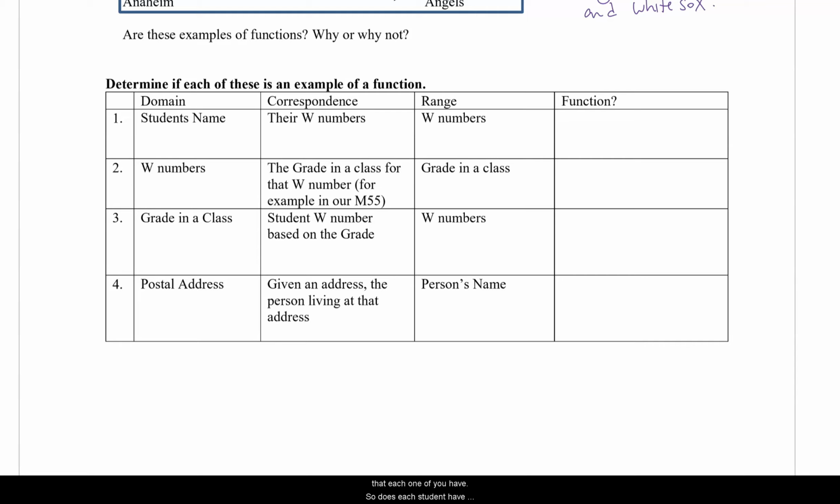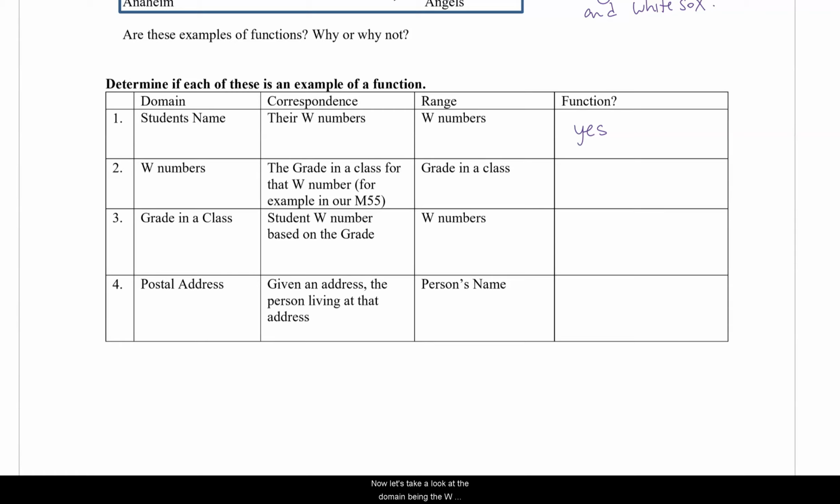So does each student have exactly one W number? Could there be a case where a student has more than one? Well, there shouldn't be a case. If there was, there's been a mistake. Each student should have one uniquely identified W number that matches their name. This is an example of a function. Every student has exactly one W number.